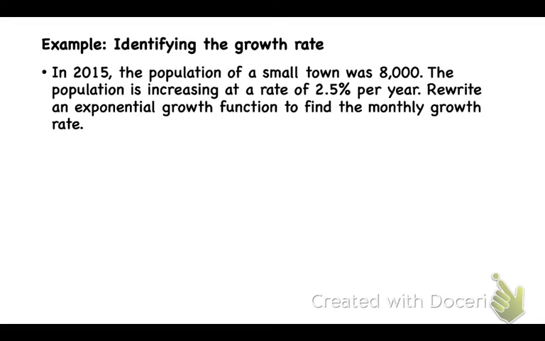Okay, so we need to find a model that predicts the growth rate. And it said it goes at how much per year? 2.5%. Okay, so we have an initial amount of what? People. Okay, so that's my starting amount, right? Yep.